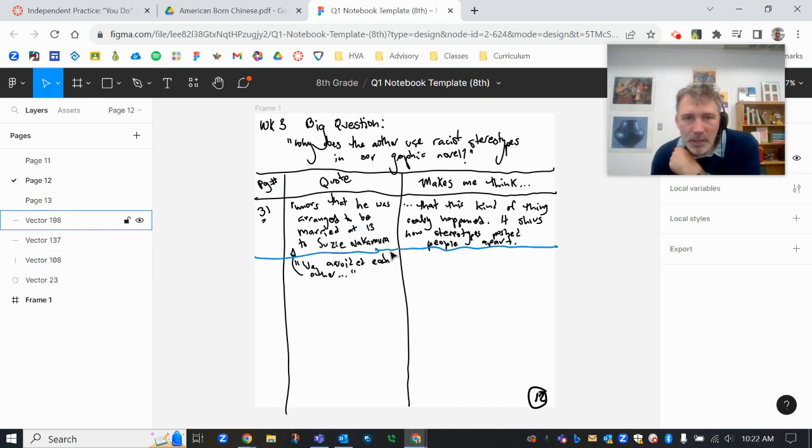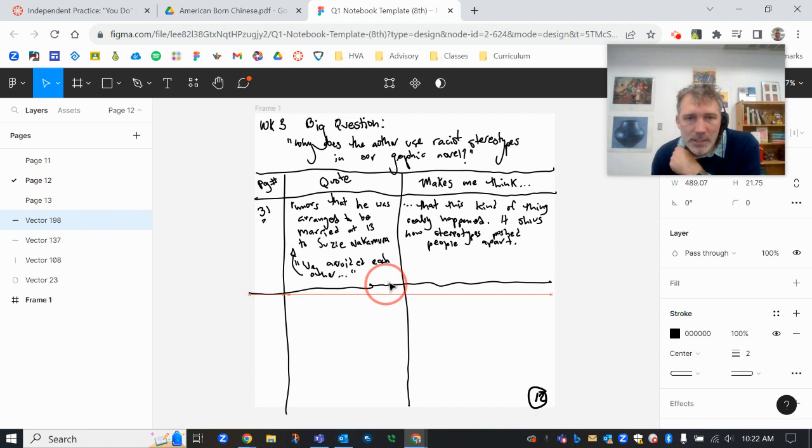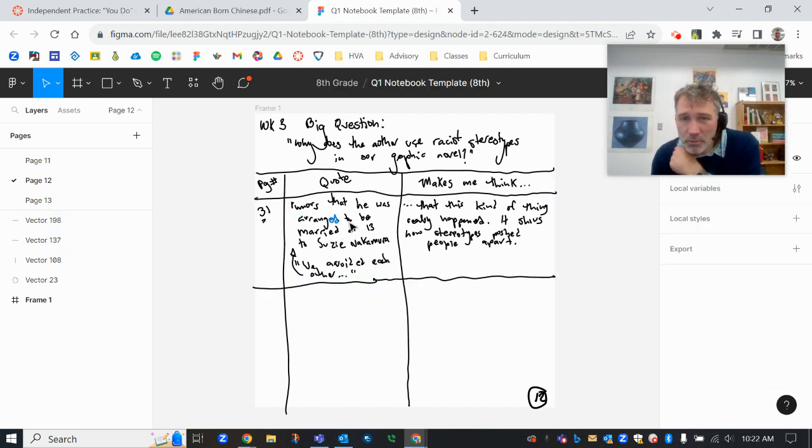Here, let me get rid of this line actually, or move it down right here. That's even better. And so this first part actually isn't a quote, right? It's me just kind of paraphrasing what's happening. But then I did add in a quote. It said, we avoided each other as much as possible, or something like that. And so I added in a little bit of information and the quote that I thought was helpful.